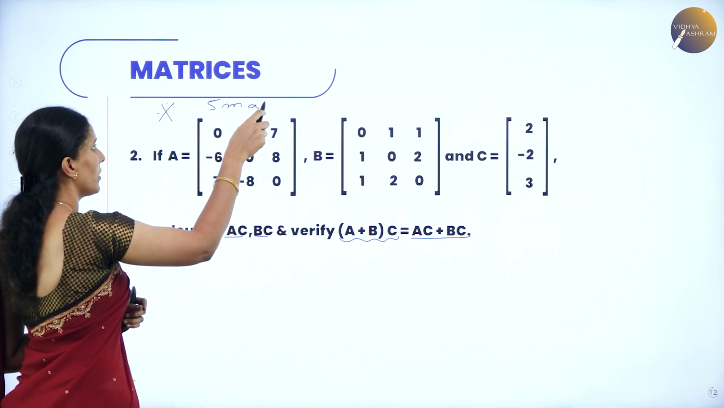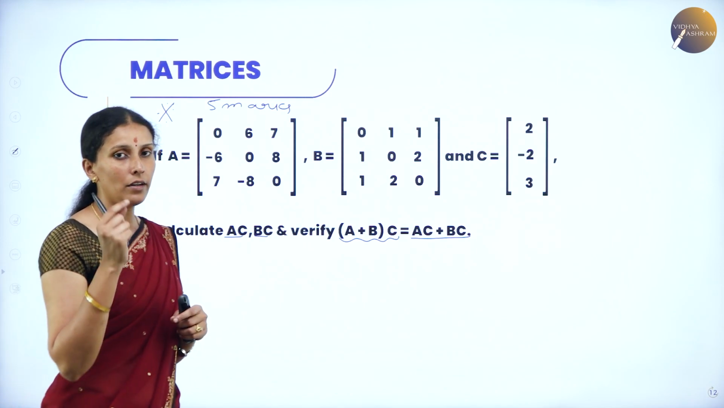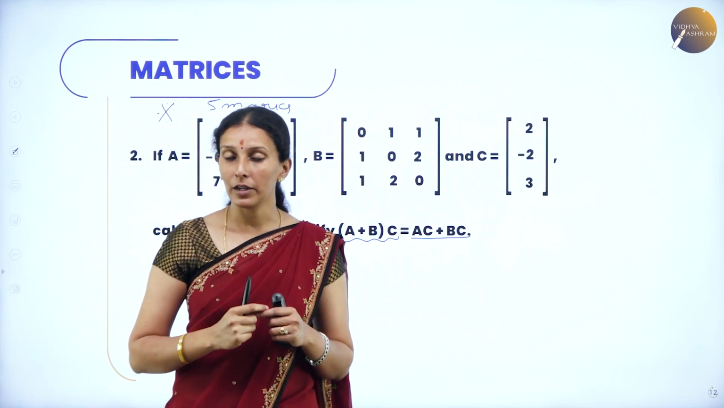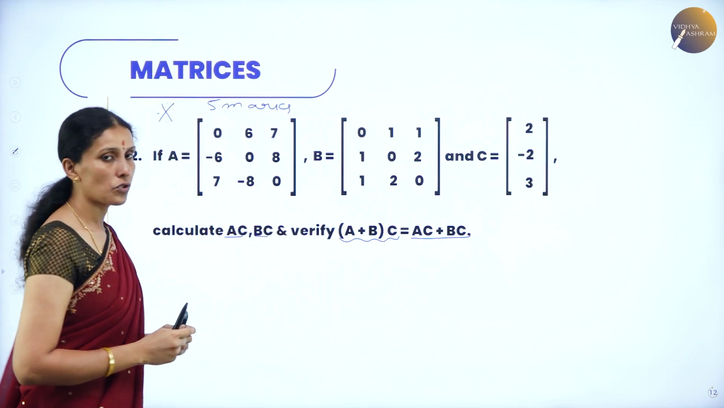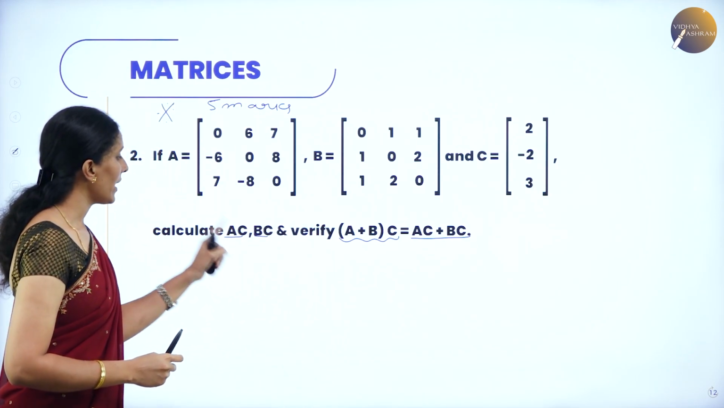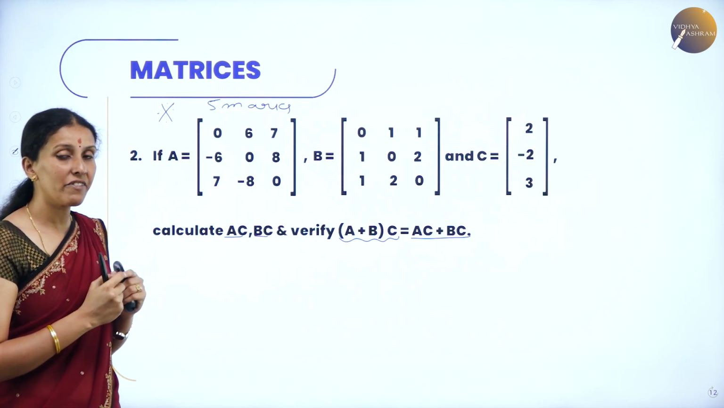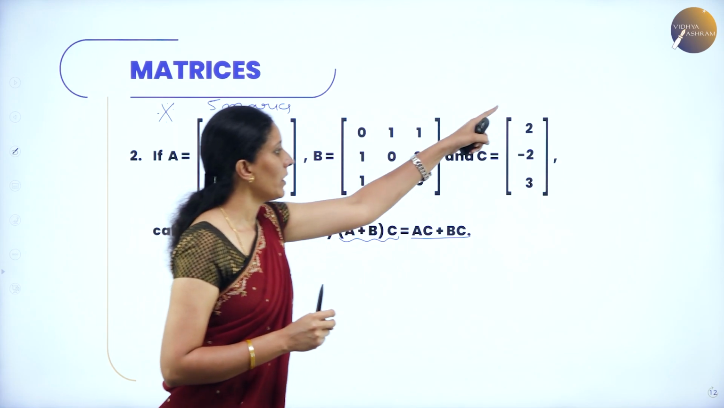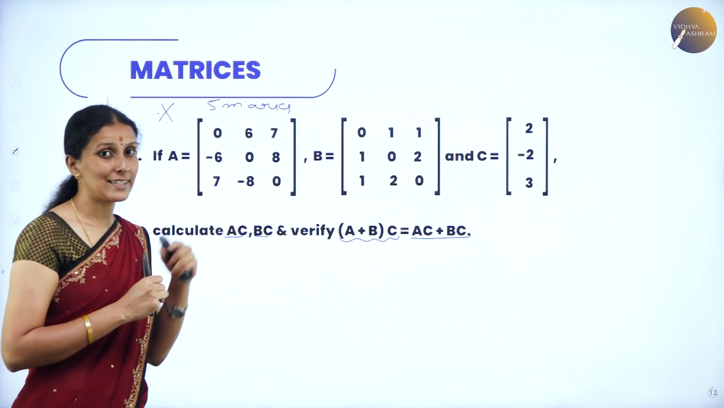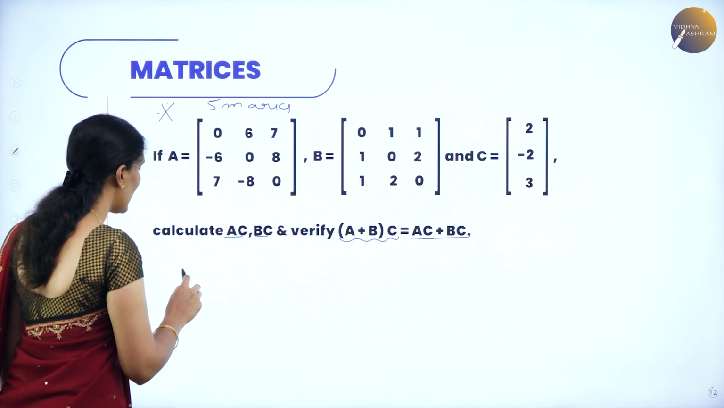It's a 5 marks question. So you will get one 5-mark question from the operation on matrices, which is very easy, and let us see how to solve this. Now first we need to find out AC. AC means, can we define AC? How many columns we have here? We have 3 columns. How many rows we have? We have 3 rows. So AC can be defined. Now let us take AC.